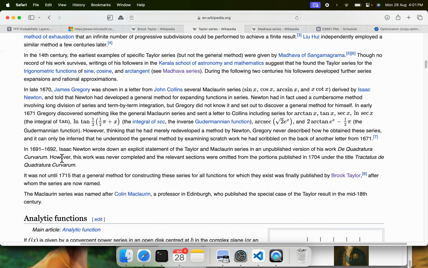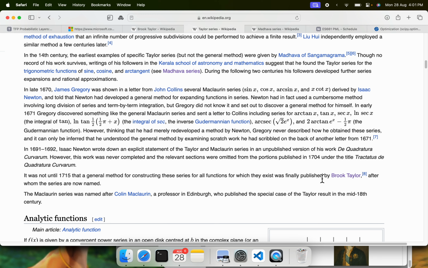And interestingly, it says that Isaac Newton wrote down the explicit statement for Taylor and Maclaurin series in an unpublished book, but this work was never completed and the relevant sections were omitted. When he published this book, Quadratura Curvarum, I can't speak that, and then in 1715, this was finally published under Brooke Taylor.